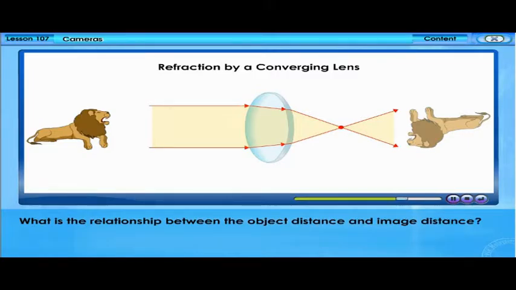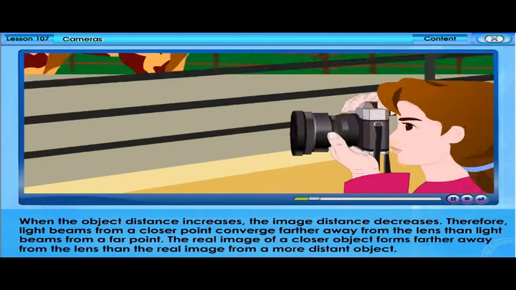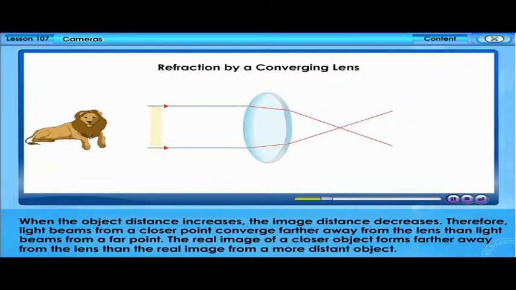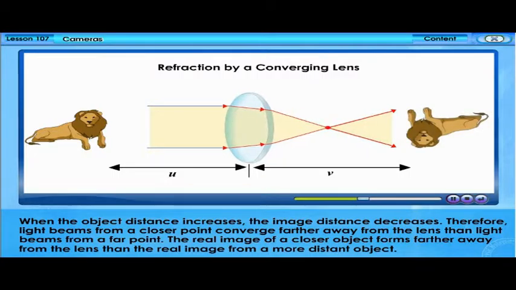What is the relationship between the object distance and image distance? When the object distance increases, the image distance decreases. Therefore, light beams from a closer point converge farther away from the lens than light beams from a far point. The real image of a closer object forms farther away from the lens than the real image from a more distant object.